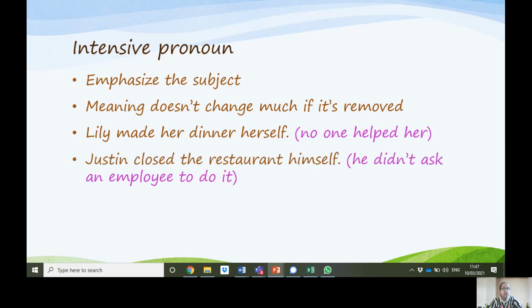For example, Justin closed the restaurant himself. So himself tells us he didn't ask an employee to do it, he did it himself. If we remove the reflexive pronoun, Justin closed the restaurant, the meaning doesn't change much.